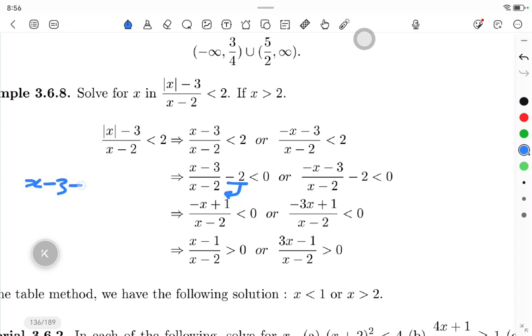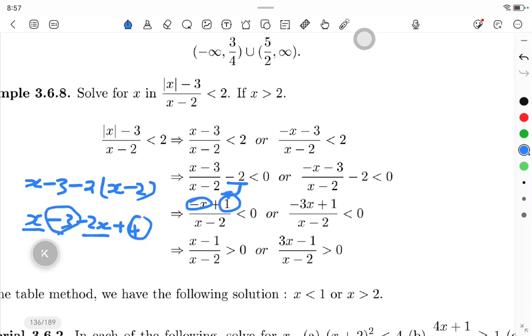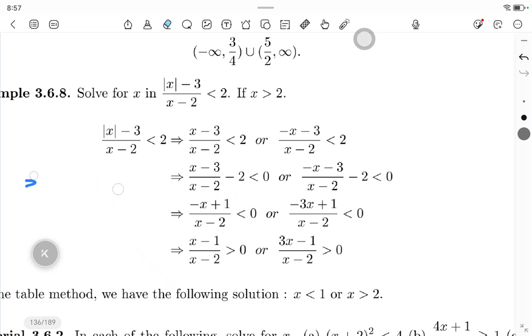x minus 3 minus 2 times x minus 2. This is x minus 3 minus 2x plus 4. x minus 2x gives us minus x. Minus 3 plus 4 will give us a 1. You see, right? And then the denominator will remain like that.